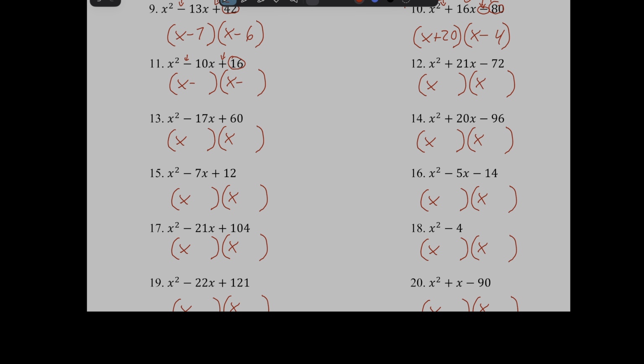Factors of the 16 will add to the middle, which will be 8 and 2. 8 times 2 is 16. 8 plus 2 is 10.